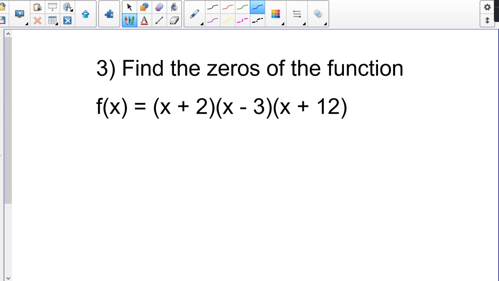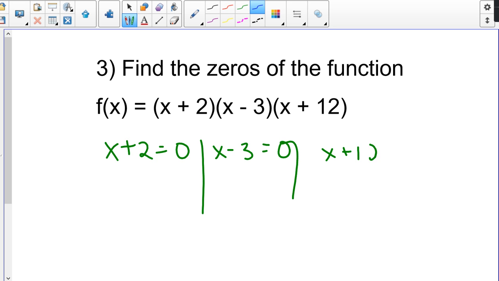Moving on to our last question about zeros. Find the zeros of the function. So we discussed we have to set each of these factors equal to 0. x plus 2 equals 0, x minus 3 equals 0, and x plus 12 equals 0. We have to use inverse operations.